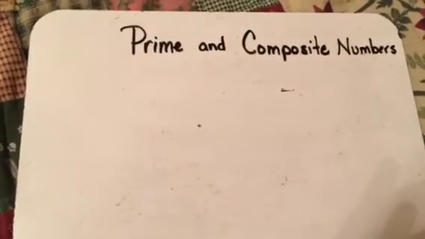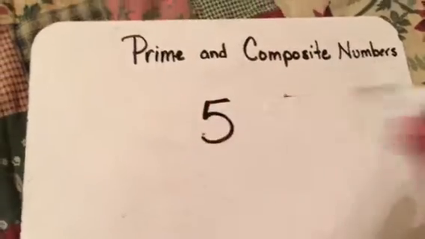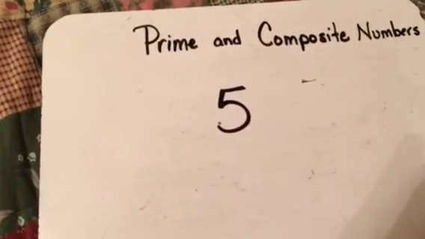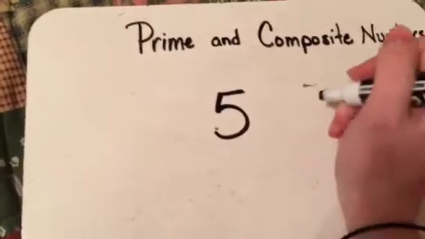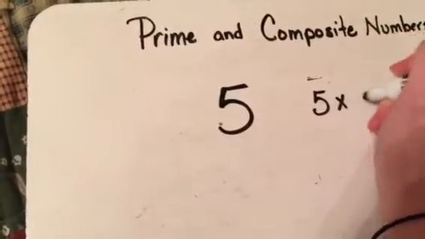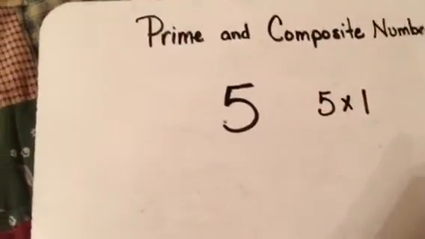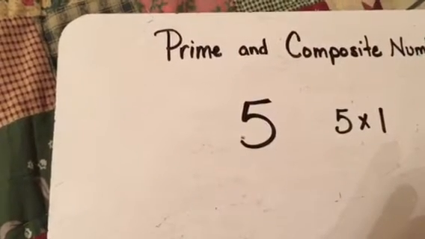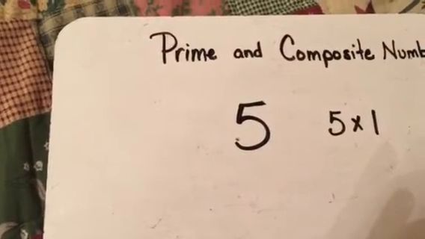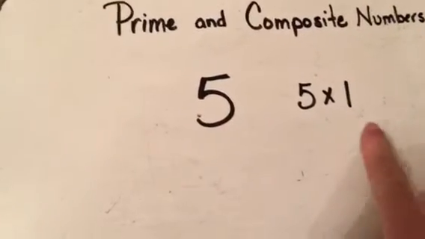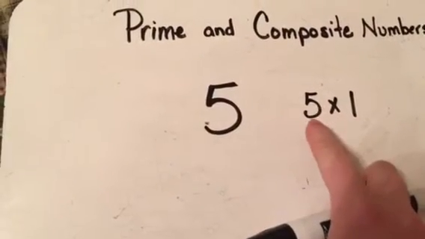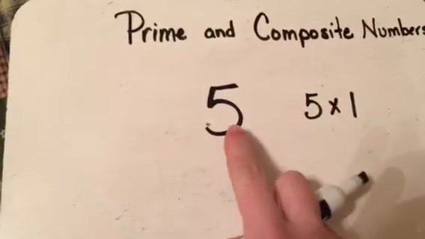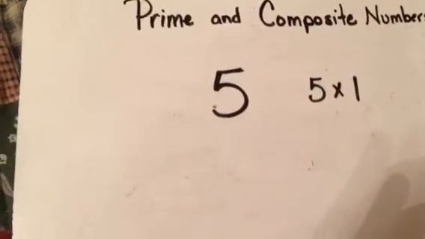Alright, so let's look at the number 5. Let's think of the factors of 5. The only ones that I can think of are 5 and 1. The definition of a prime number is that it has exactly 2 factors. So here I only have 2 factors, itself and 1. So that means 5 would be a prime number.